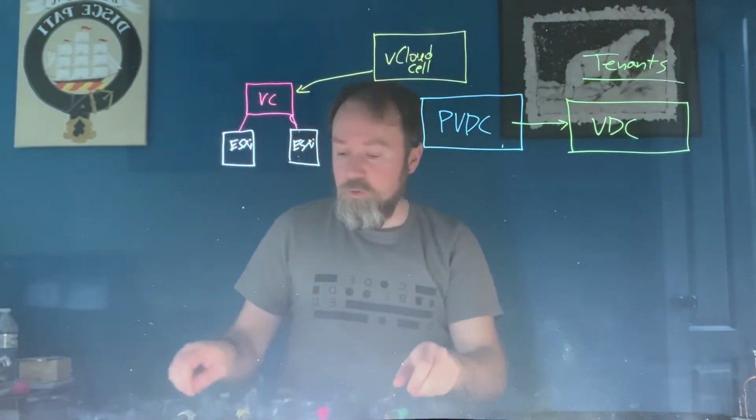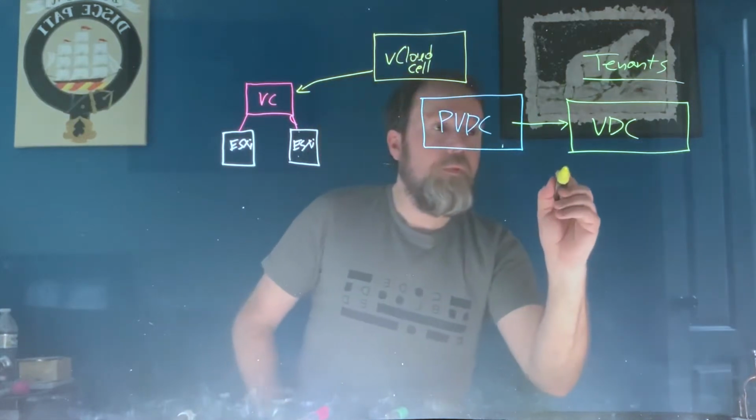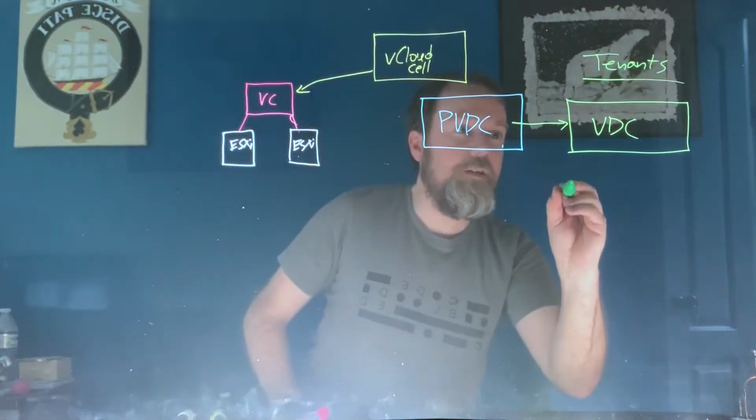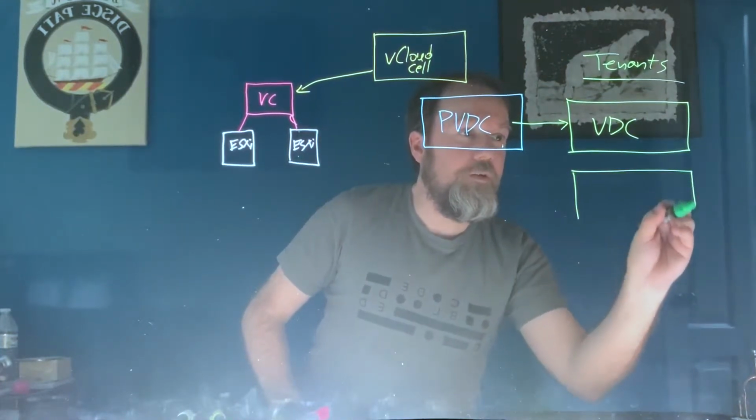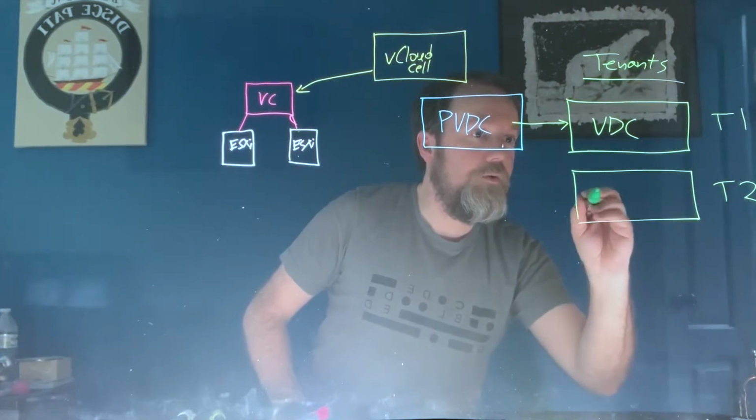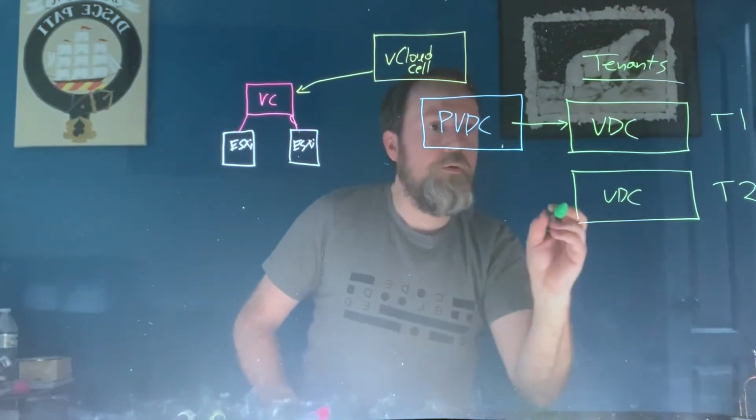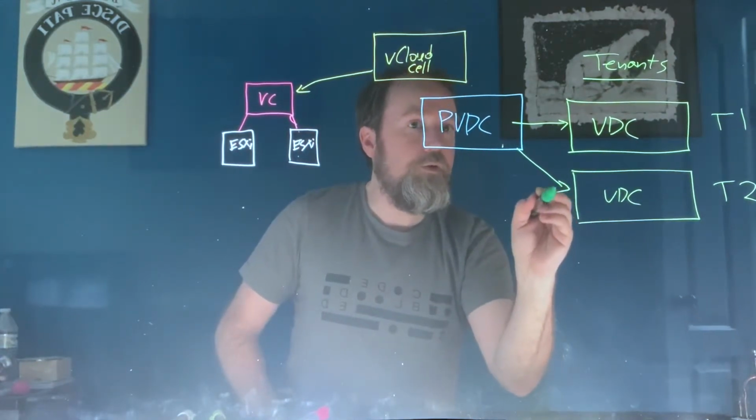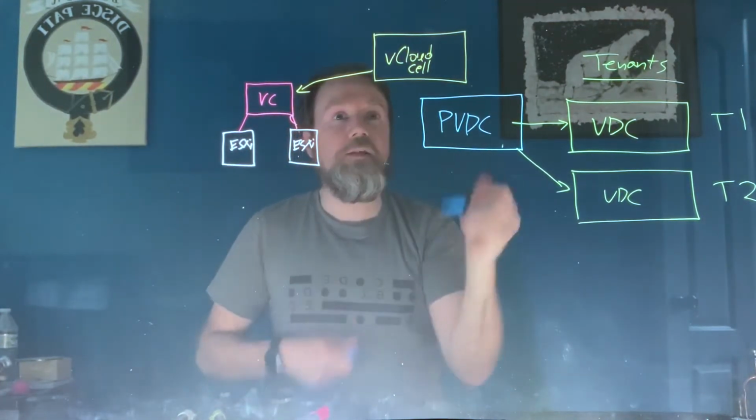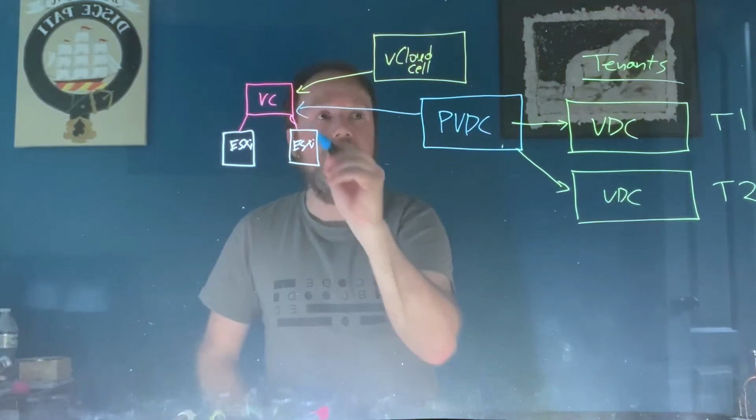And you could have multiple, we'll see, we've already used yellow. We'll continue using green for our tenants, for our other tenant. So this will be tenant 1, this will be tenant 2, and they can also consume those resources, which are basically coming from this vCenter.